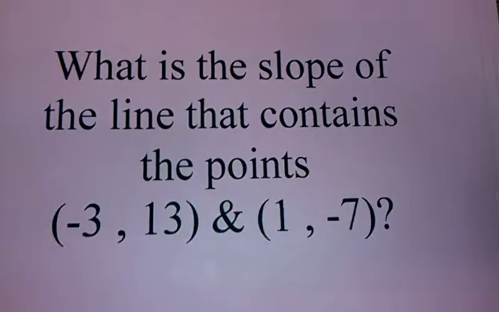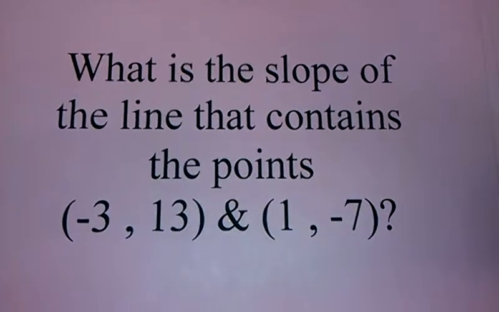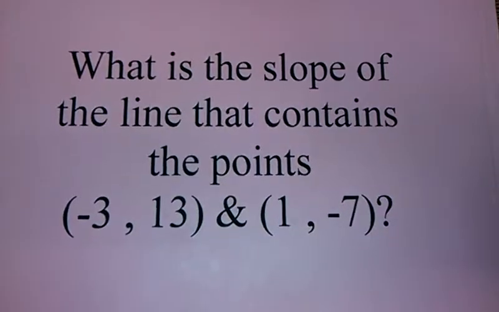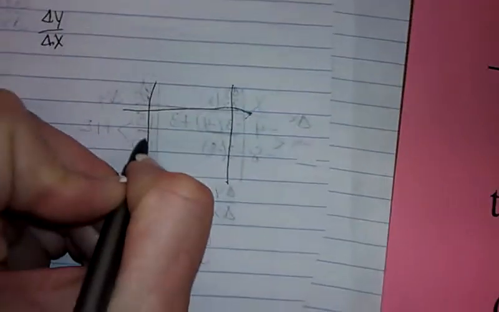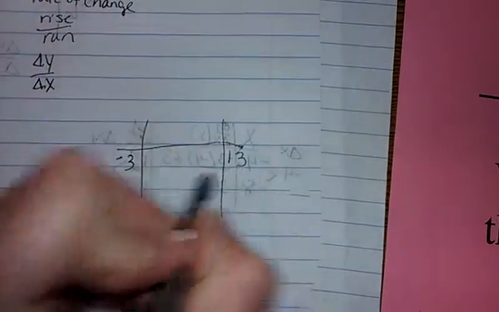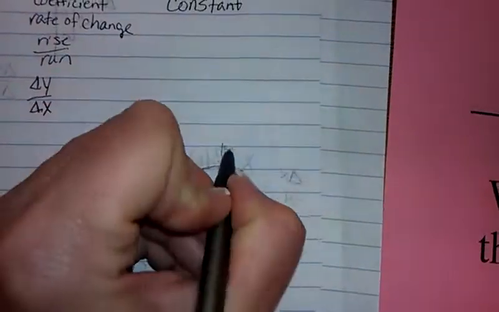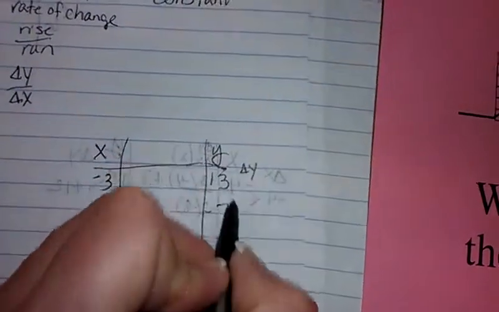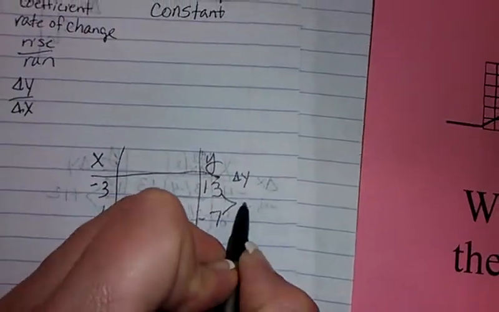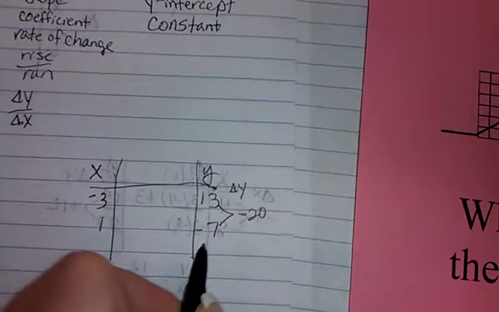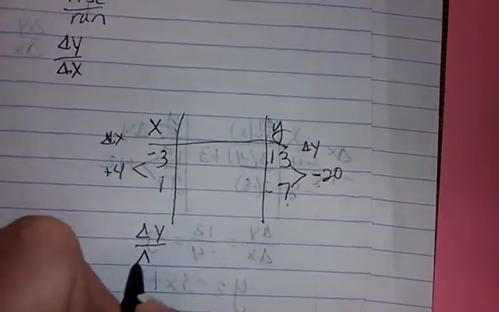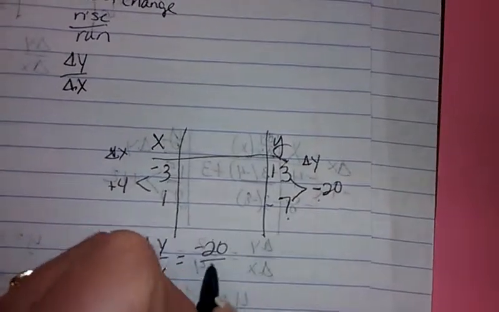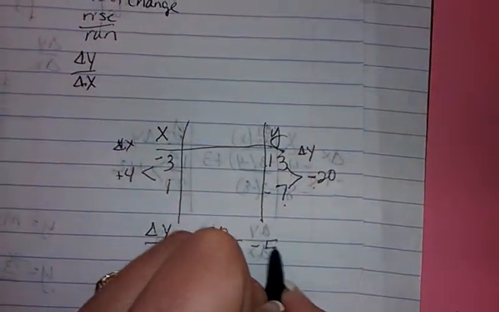And the next question says, what is the slope of the line that contains the points (-3, 13) and (1, -7)? So I'm going to come over here and build my table again. I have -3, 13, and 1, -7. Let's see, x and y. Delta y, the change in y, I'm getting more negative. It's -20. You can take -7 minus 13 and get -20. Delta x is plus 4. Delta y divided by delta x: -20 over 4 is -5.